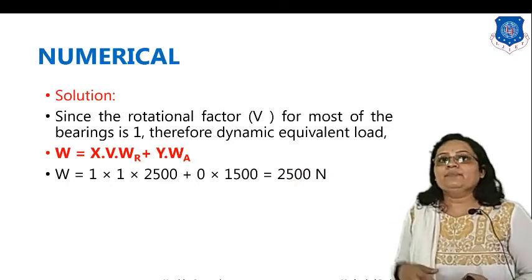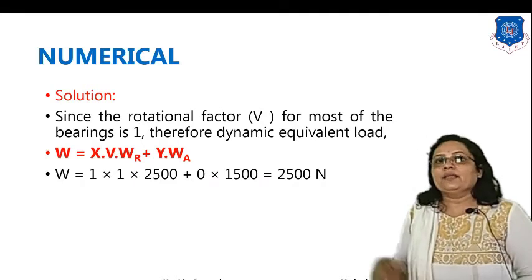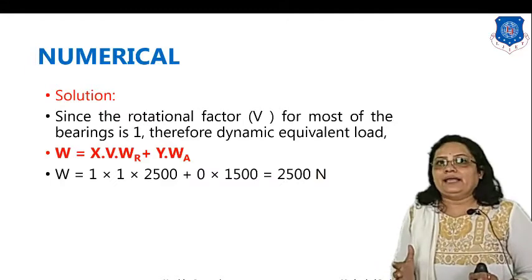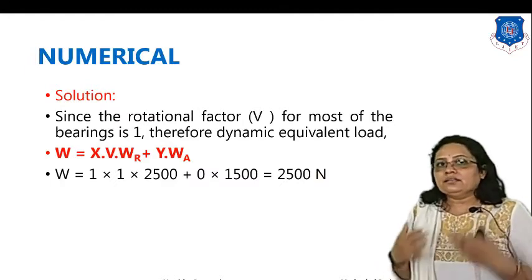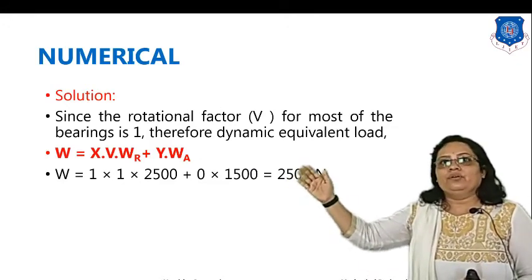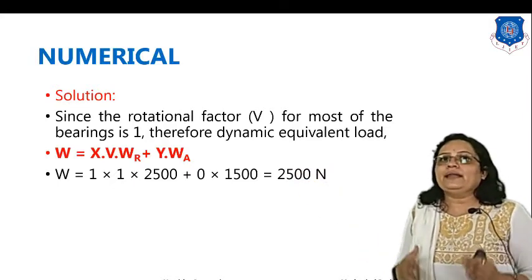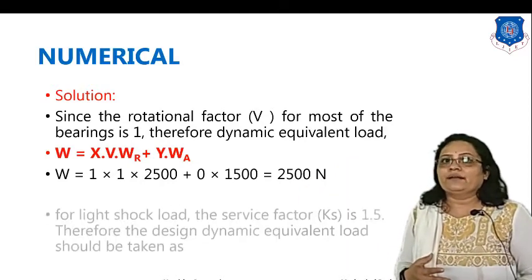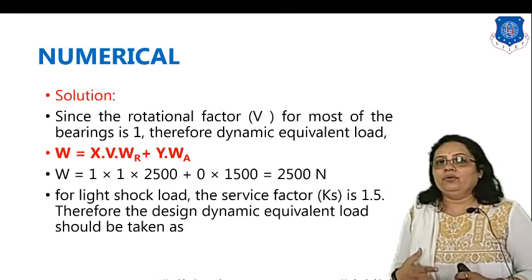So what is 2500? 2500 is your radial load which is applied on the bearing, right? Plus 0 into 1500. So what is 0? 0 is Y. Y is your axial, or you can say thrust load factor. So Y is already given in the question. So we will put all values. So we will get the equivalent dynamic load is equal to 2500 Newton, right? Okay. So it was the first condition, the equivalent dynamic load we have found out.